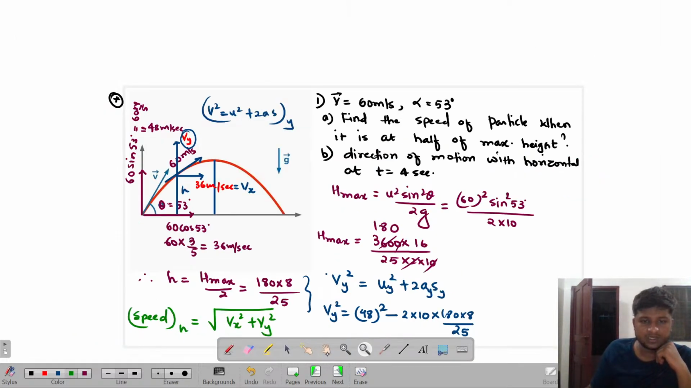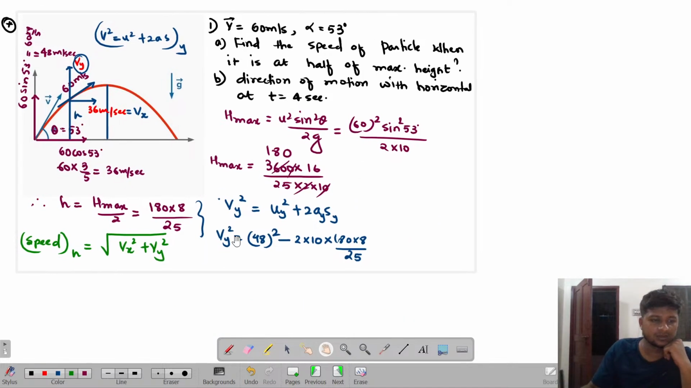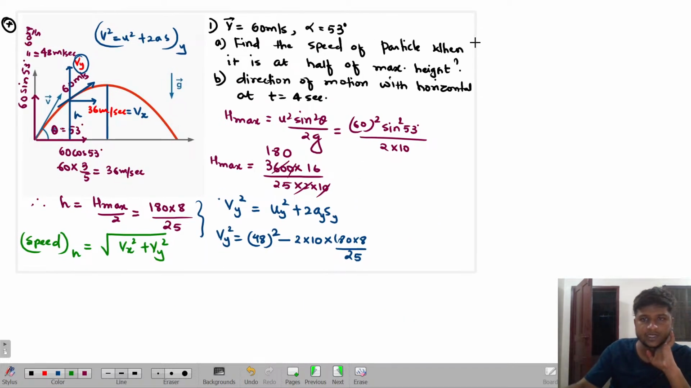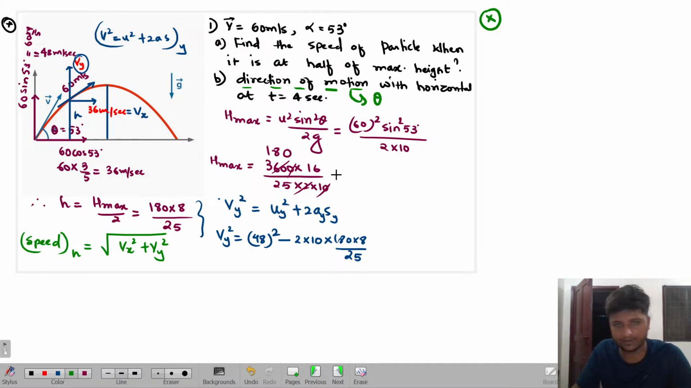Okay. Second part of the question was that you have to calculate the direction of motion with horizontal at t is equal to 4 seconds. I told you that day when I was teaching you vectors that direction of motion means finding the angle alpha with the horizontal, word or not? Or let's suppose theta with the horizontal. Are you able to get me?